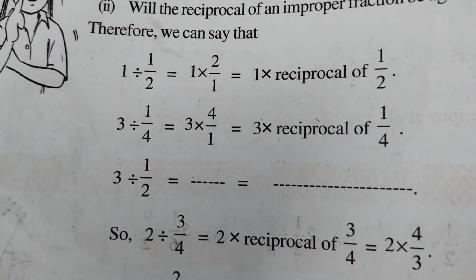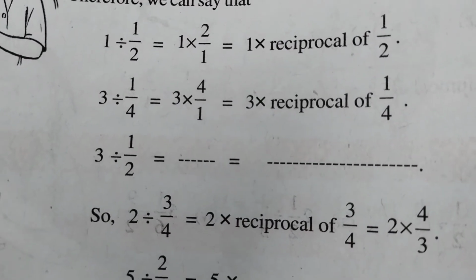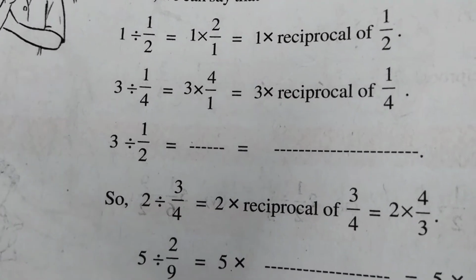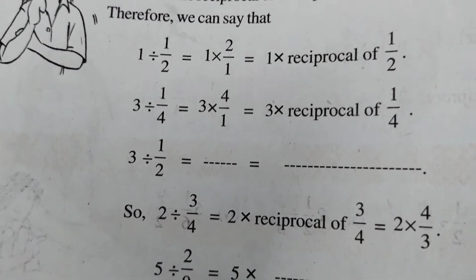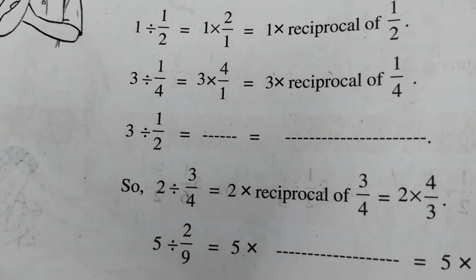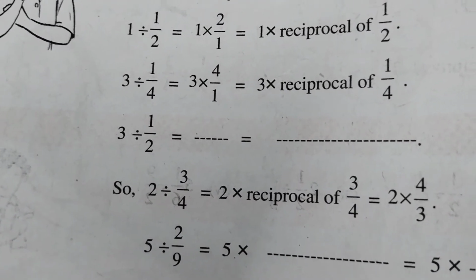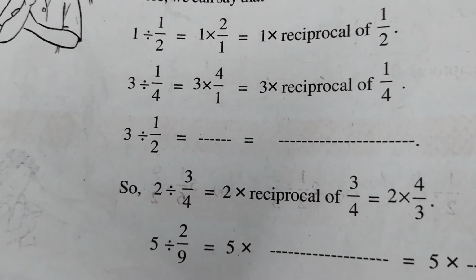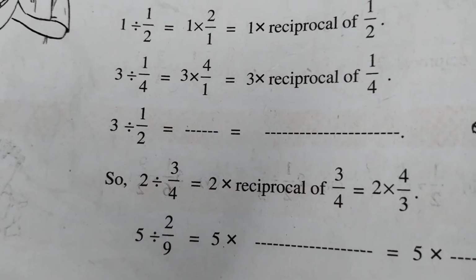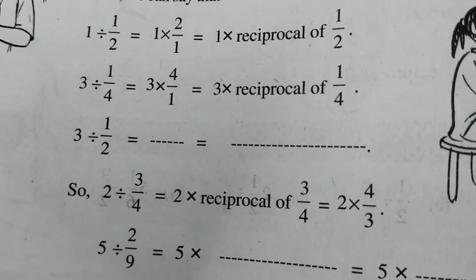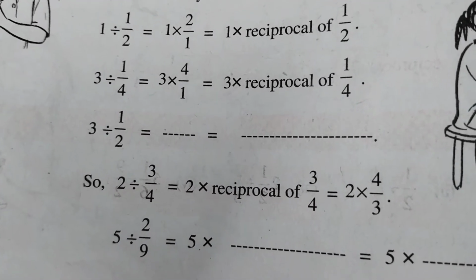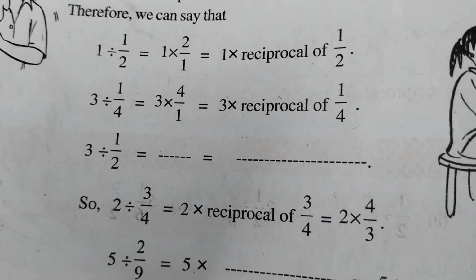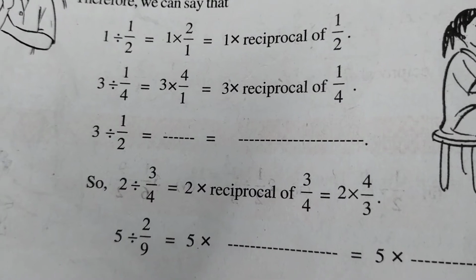So 1 divided by 1 by 2. You are able to see here, division is nothing but multiplication. By what do we have to multiply? The reciprocal of the fraction which is in the divisor place. So 1 divided by 1 by 2 equals 1 into 2 by 1, where 1 is multiplied by the reciprocal of 1 by 2. What is the reciprocal of 1 by 2? The reciprocal of 1 by 2 is 2 by 1. So 1 into 2 by 1.